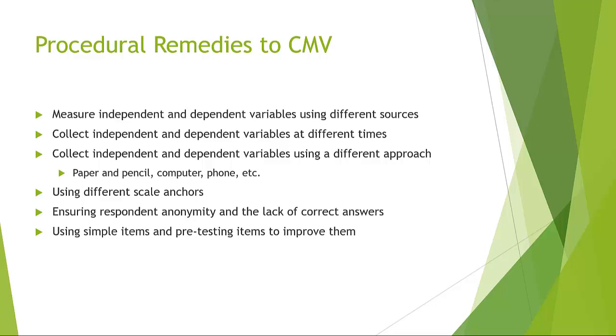I can introduce different scale anchors in order to change things up and reduce the amount of common method variance. I can ensure anonymity, which is going to result in lower levels of social desirability bias. And then I can also make sure that my items are really clear, that they're simple, that they're not going to generate any type of confusion, and that each item only asks one question. Pre-testing items is very important to reducing the amount of confusion, to identifying, eliminating, and revising items, etc.